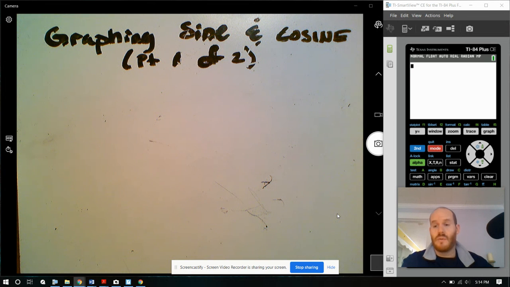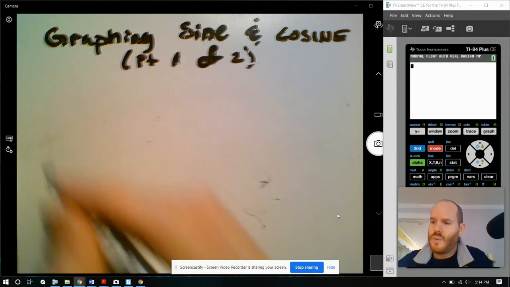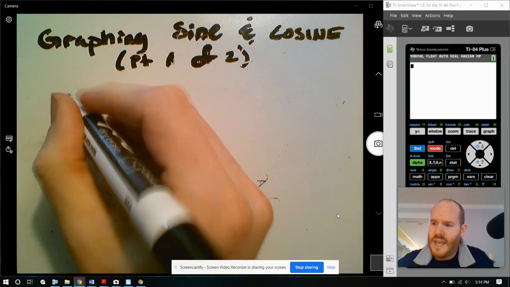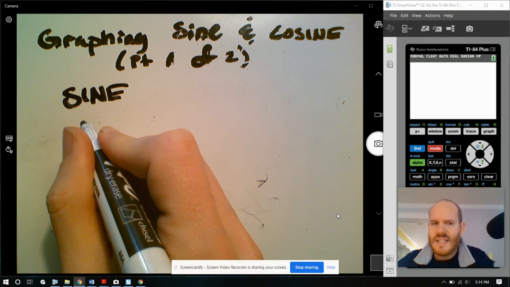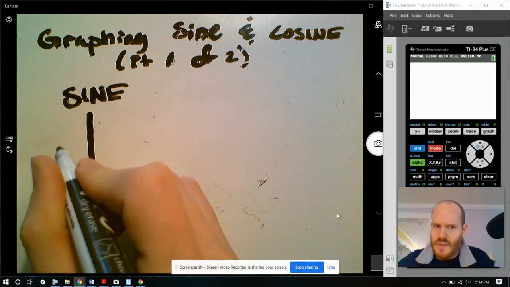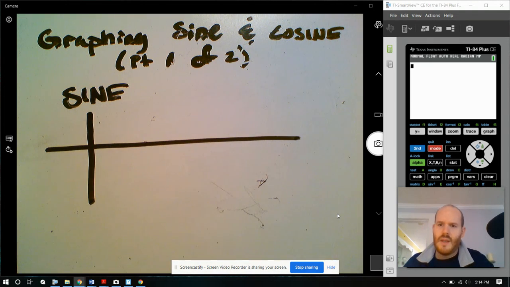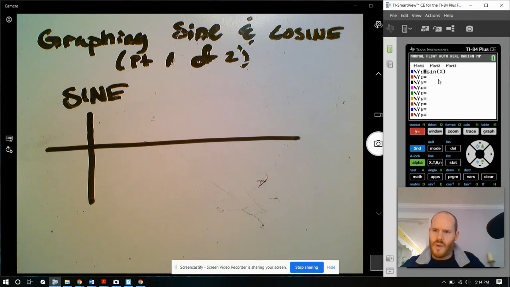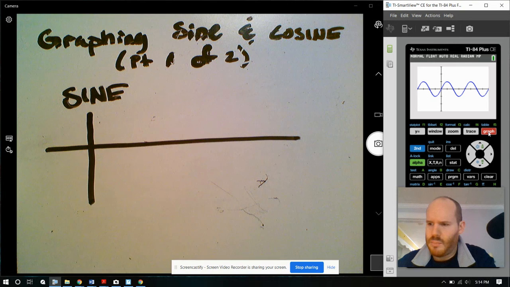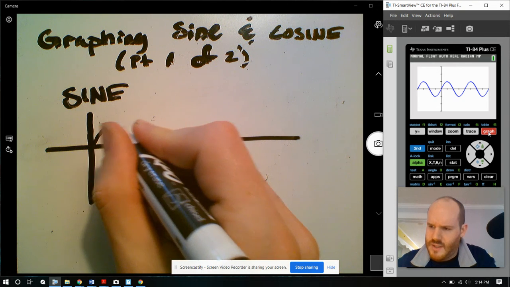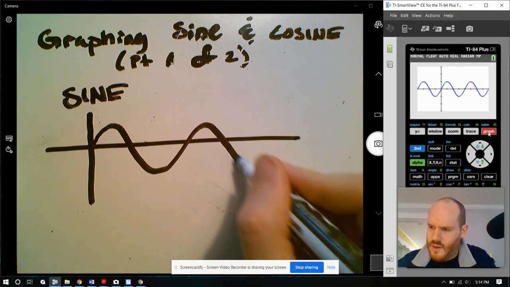So let's start with a quick review of what we've already discussed about the graphs of sine and cosine. I'm going to write out the graph of sine first to get a sense of some of the key features of these graphs. I've already put the graph of sine in my calculator, so I'm graphing y equals sine x. If I click graph, we can see that familiar periodic wave function that we looked at before. I'm just going to transcribe that here because I want to label a couple of things on this graph.